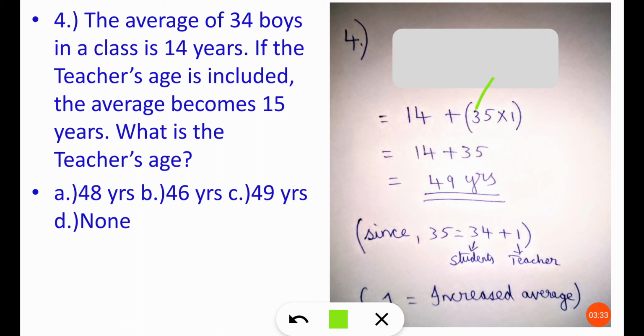35 means initially there were 34 boys. When teacher is added, the count became 35. In the previous problem, in both the cases there are 5 days. So that's why we have written 5. But here the one number has been increased. That's why 35. And the average is increased by 1. So 35 into 1. 14 plus 35, 49 years. Option C is the right answer.